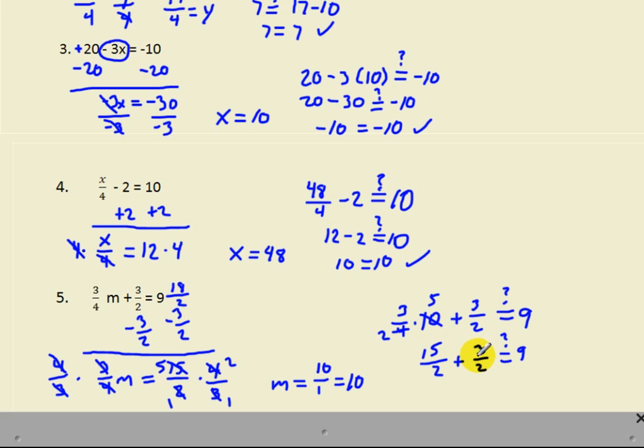So 15 over 2 plus 3 over 2, we already have a common denominator. So we simply add the numerators. So we have 18 over 2. And 18 divided by 2, of course, does equal 9. So we get 9 equals 9. And we have our solution.